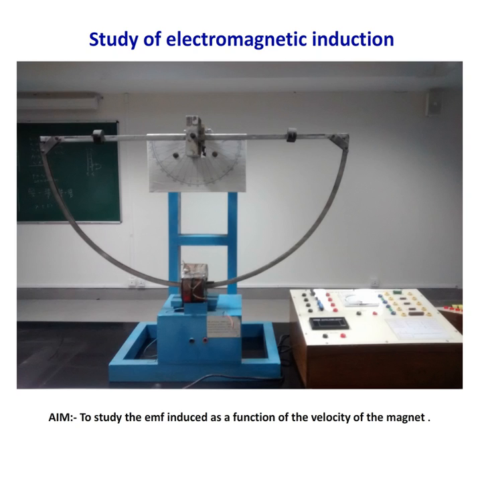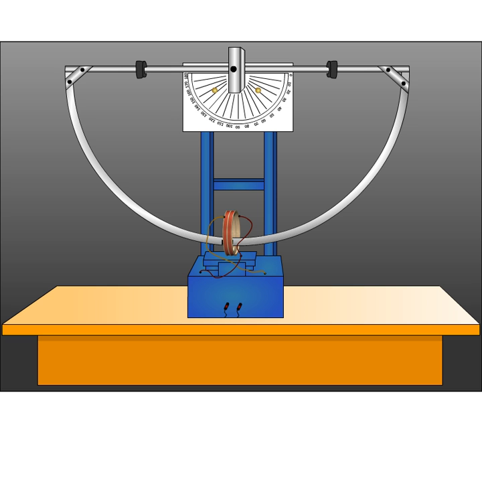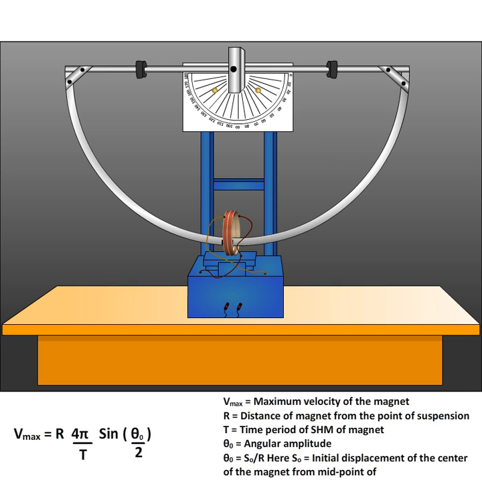The aim of the experiment is to study the EMF induced as a function of the velocity of the magnet. To measure the maximum velocity, the formula given on the screen is used. In this formula, R represents the radius of the semicircular wheel, which is actually the distance of the magnet from the point of suspension. The magnet is shown by the black color bar and also pointed by an arrow on the screen.